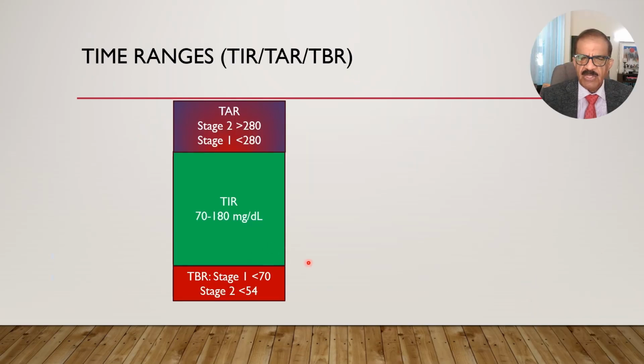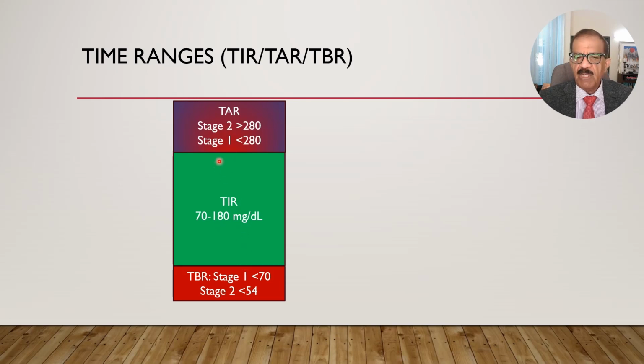Now, this is the time in range concept. Within any 24 hours, there is a range of 70 to 180, which we can adjust and vary from person to person. For most adult patients without major comorbidities, 70 to 180 is considered time in range. As long as your sugar value remains within this range, it counts as time in range.